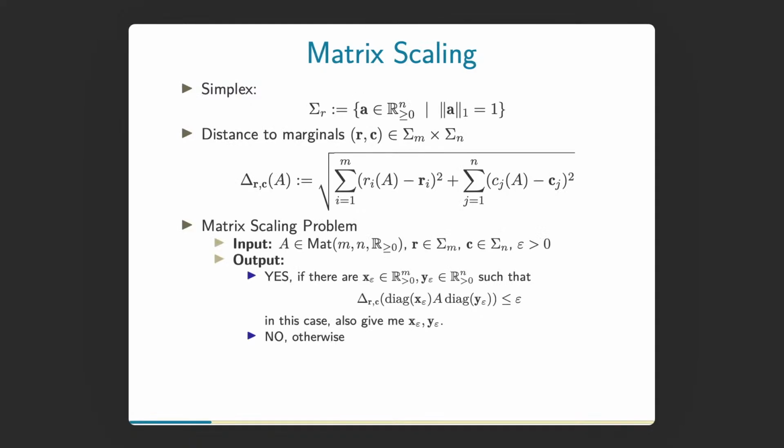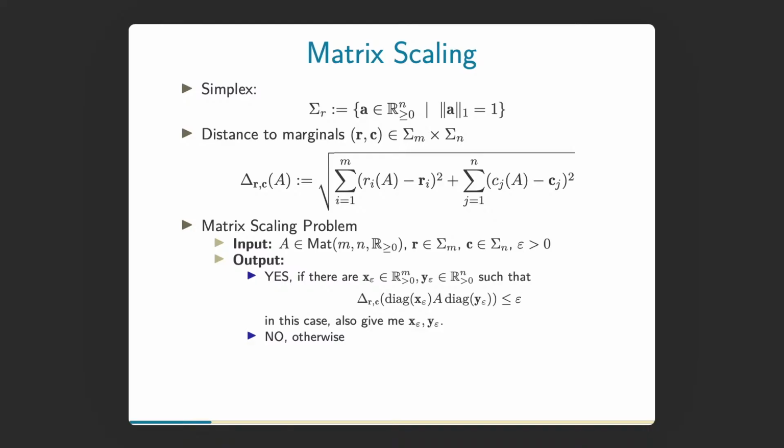And again, I can generalize the matrix scaling problem that we had in the beginning. Now my input is a matrix, and I don't care about the dimensions being the same; they can be different. I have a non-negative matrix, my target row marginals and my target column marginals, and this epsilon parameter, which is my approximation parameter. I want it to output yes if there are row scalings and column scalings that make this matrix very close to having marginals R and C, or no otherwise. And in case it's yes, I actually want the scalings.